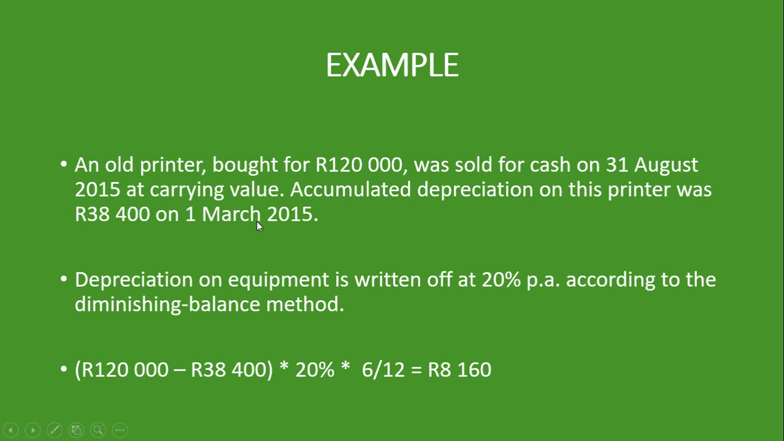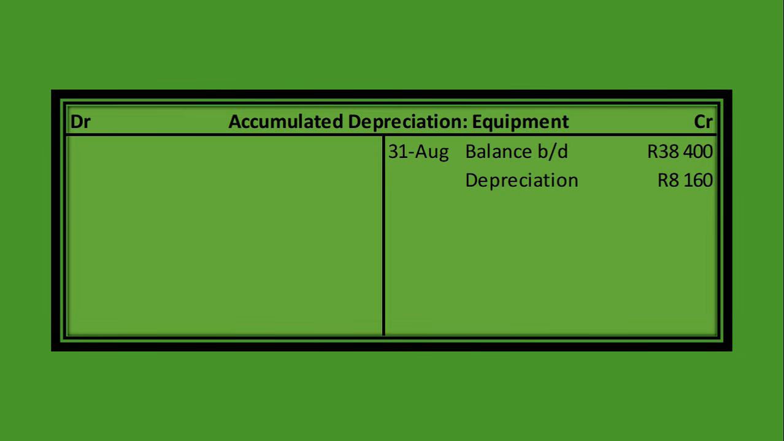So from the 1st of March, we count March, because it's the beginning of March to the end of March, April, May, June, July, and August. That gives us 6 months. That's why we have to multiply it by 6 months over 12 months. And we get a total of 8,160 rand. And that's what we record down there.